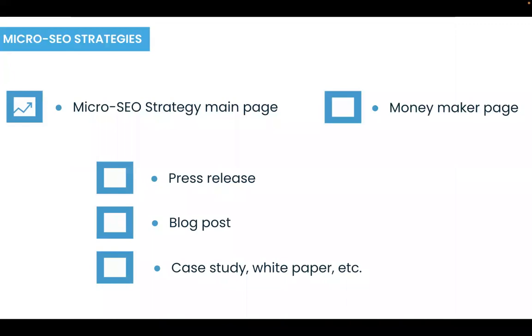You do need the micro SEO strategy main page, which is often a blog post, article, etc. It may also include a moneymaker page, a product or service page where we want to send people to convert, right? And then we're going to create supporting content such as press releases, blog posts, case studies, white papers to build an internal linking structure so that we can educate Google about, hey, these are the keywords that we want to rank for, and hey, this is the most important page that we're linking to.